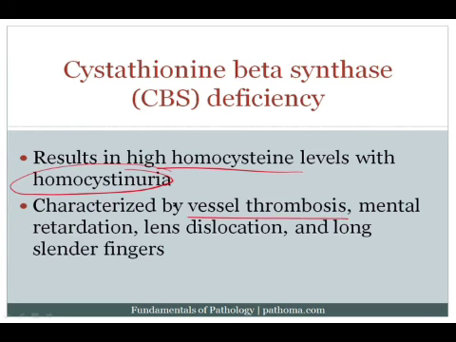The high serum homocysteine will actually then result in endothelial damage, which will then allow for thrombosis to occur. And in fact, I think about a fourth of these patients actually die at a young age due to thrombosis. These patients also have mental retardation. They get dislocation of the lens, and they have these long, slender fingers as well. And so these are some of the features that we might see in homocystinuria due to a CBS deficiency.